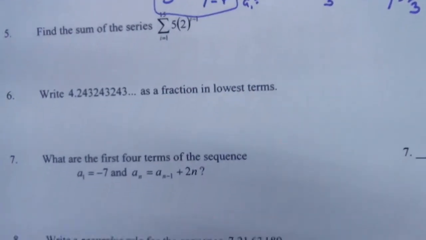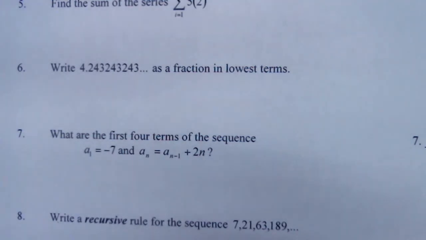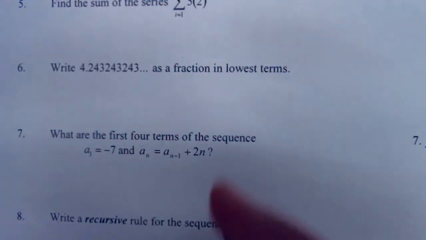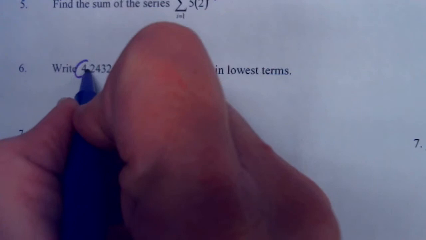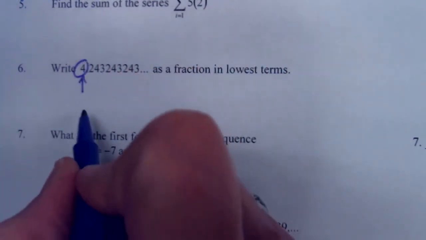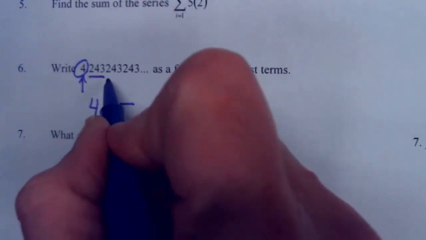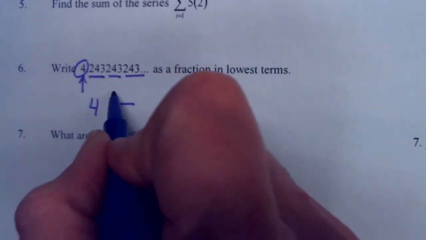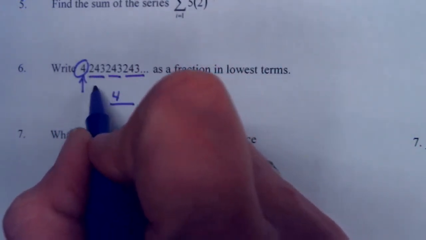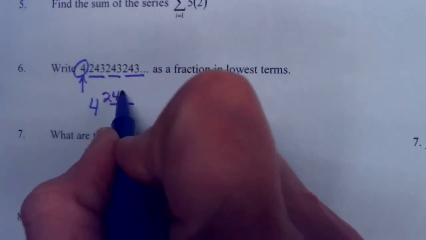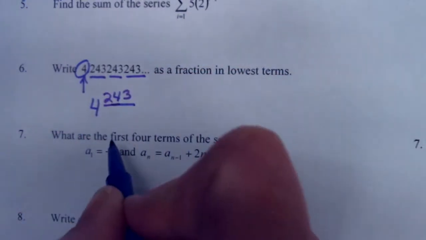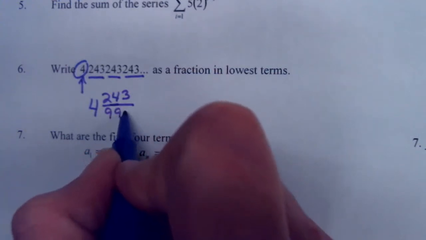All right. Number 6. Change to a fraction in lowest terms. We're just going to do the shortcut. The whole number part is 4. The part that repeats, 243, 243, 243, goes in the numerator. So 243 in the numerator. We need just as many 9s in the denominator.